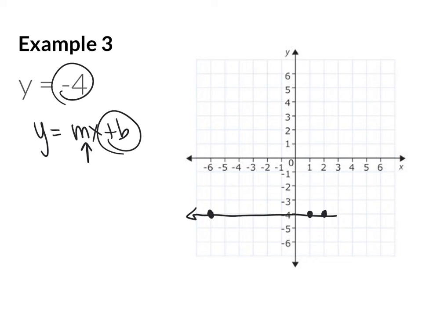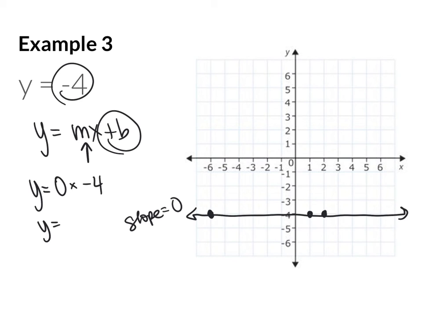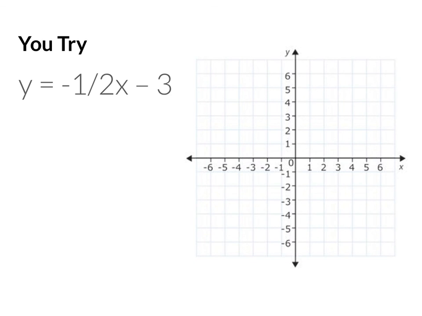You'll notice that this is a flat line, so it has a slope of 0, which makes sense, because if I had my original problem as 0x minus 4, that would simplify to y equals negative 4. So when they tell you just what y equals, you graph that at negative 4. Here's one for you to try. Pause the video, try it on your own, and play to check your answer.